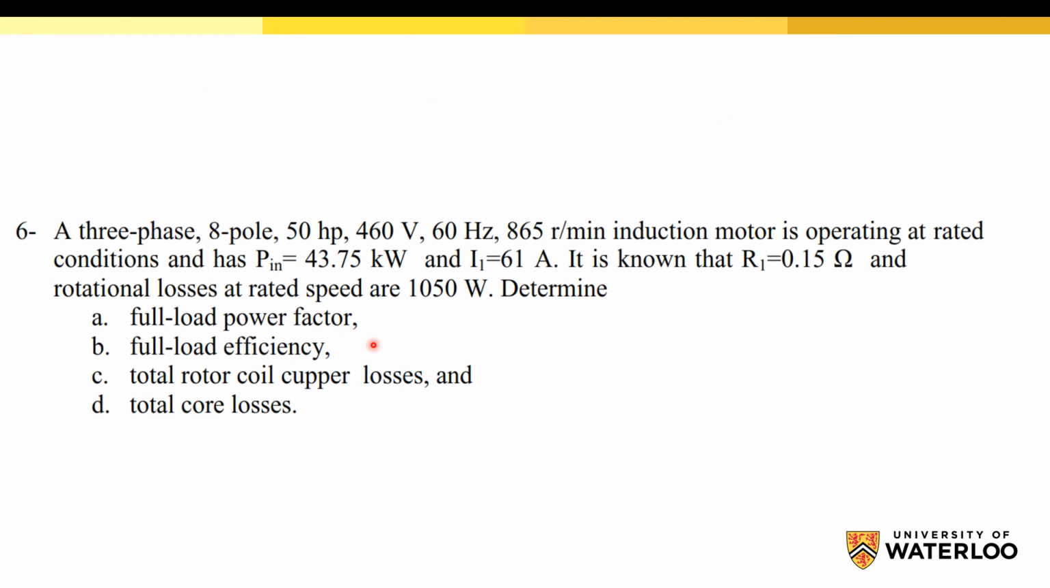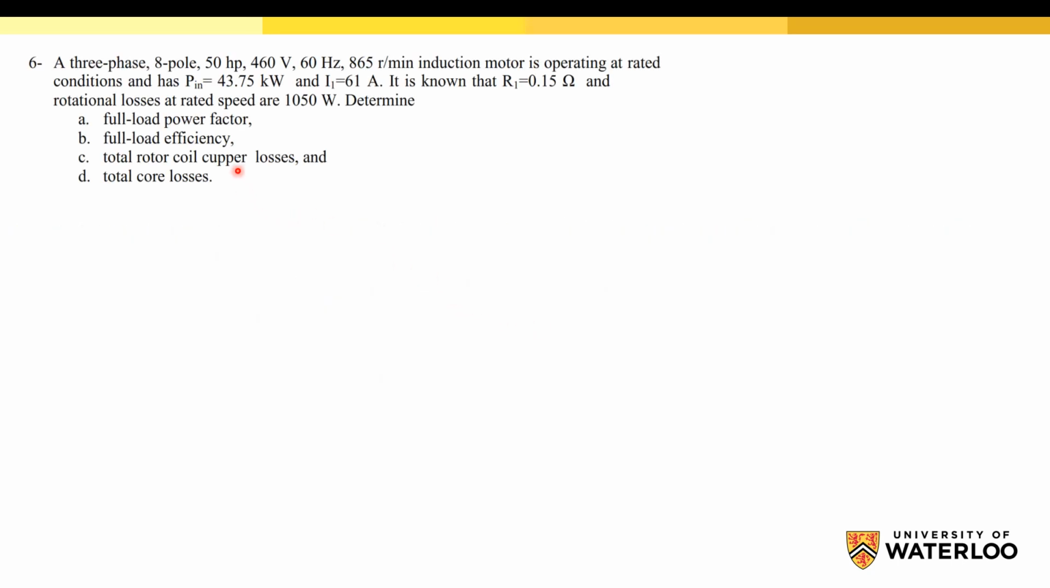In question 6, a 3-phase, 8-pole, 50 horsepower, 460 volt, 60 Hz, 865 RPM induction motor is operating at rated conditions and has this input power and this input current. It is known that R1, which is the stator resistance, is given, and the rotational losses at rated speed are given. It's required to calculate the full load power factor, the full load efficiency, total rotor copper losses, and total core losses. So for the first part, we need to calculate the power factor.